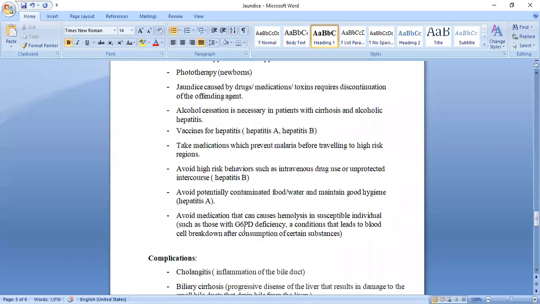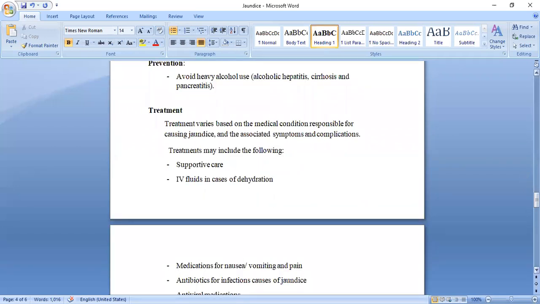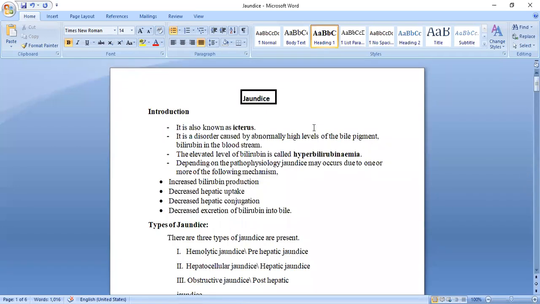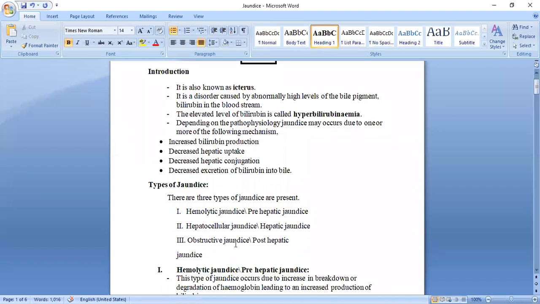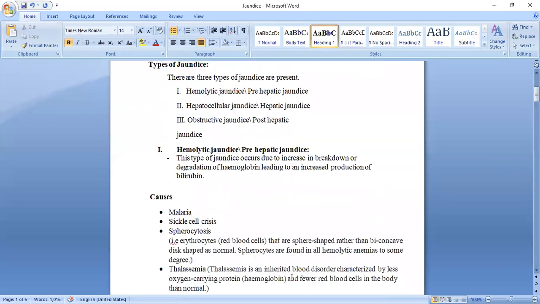This completes your jaundice. Have you understood this one? What have we seen in this? Jaundice means what? Due to hyperbilirubinemia, meaning due to the increased levels of the bile pigments, bilirubin and biliverdin. Types: hemolytic, hepatic, and post-hepatic. Everything we will see in this one.